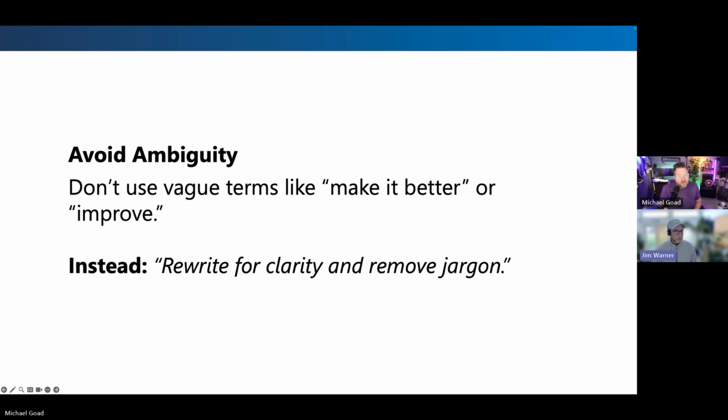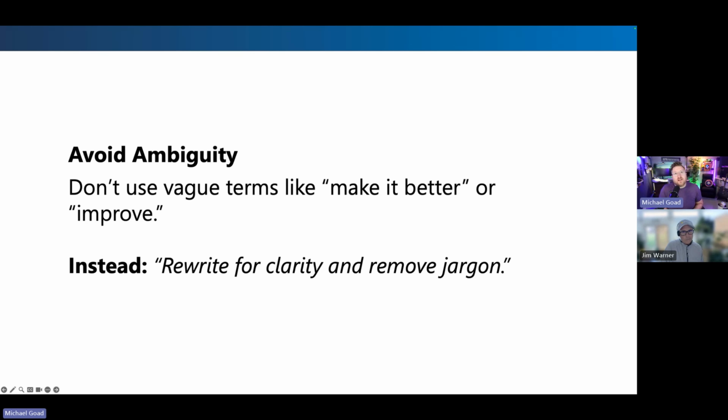Okay, so avoid ambiguity. Don't use vague terms like make it better or improve. These types of prompts just confuse Copilot. Avoid words like thing or stuff. Be precise in your ask. If you're not sure how to phrase it, think about what you'd ask a colleague, right? So, Michael, I need you to do X, Y, Z. I can't just throw something over to you and say, hey, can you do that one thing for me? Michael will be like, what? What's that one thing? I don't know what that one thing is. So be very precise.